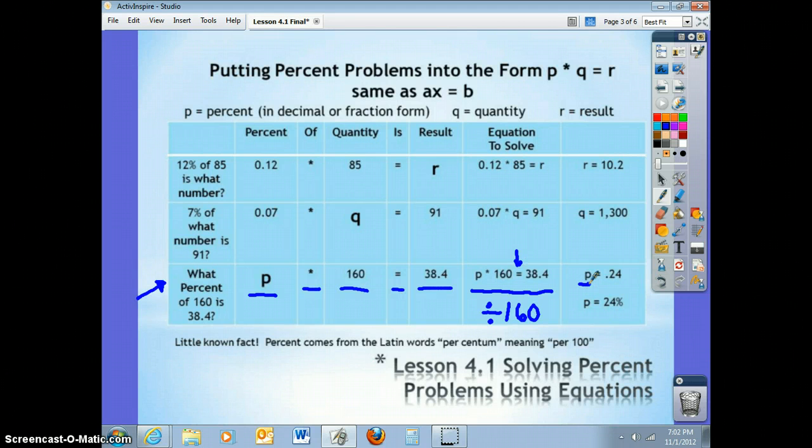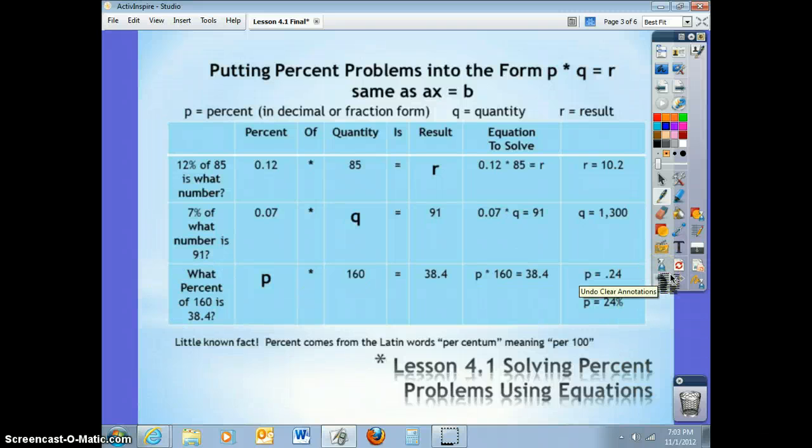When we divide the right-hand side, 38.4 divided by 160, we get 0.24. Now if we rewrite that from a decimal to a percentage, 0.24 is 24%. So what percent of 160 is 38.4? Well, 24% of 160 is 38.4.